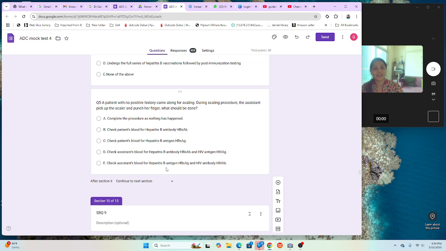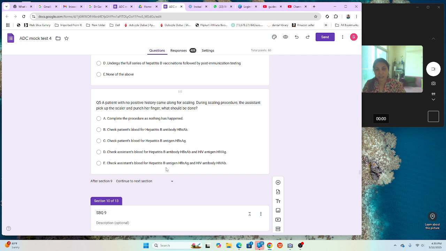Check assistant's blood for hepatitis B antigen and HIV antibody. Having an antibody for HIV means the patient already has HIV, and the assistant having an HIV antibody is something else. You understand? So I'm not going to check the assistant's blood for HIV antibody and hepatitis B antigen. Having a hepatitis B antigen means you are an active case of infection. If she's already acutely infected with hepatitis B, I'm not going to allow her to work unless she's cured of it and has a good level of hepatitis B antibody. You're getting my point? Antigen and antibody.